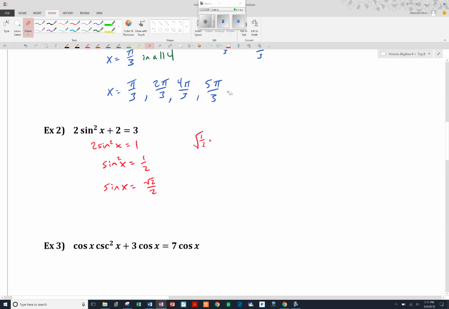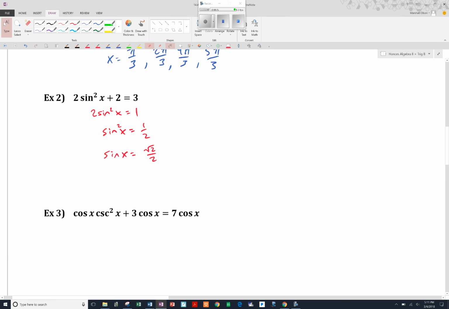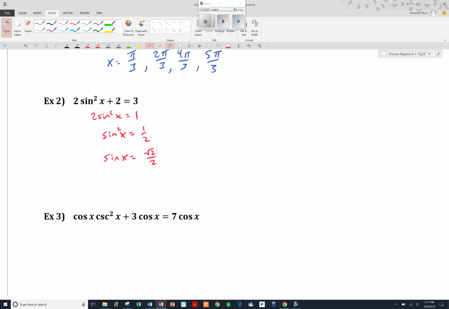This is 1 over the square root of 2, which becomes square root of 2 over 2, which is what I have right there. If you rationalize, I think we're kind of used to that process by now. We took the square root, so we do need that positive or negative, which means we're going to be in all 4 quadrants. So what angle has a sine value of square root of 2 over 2?